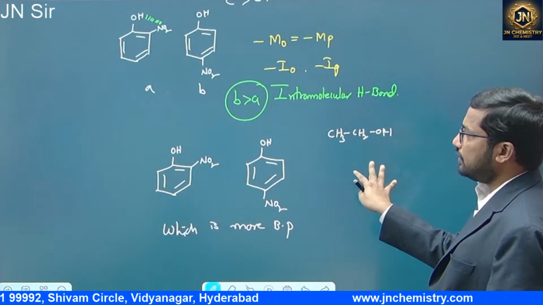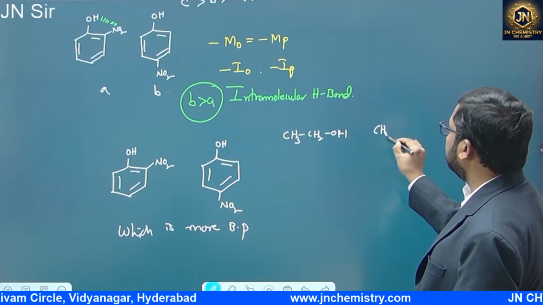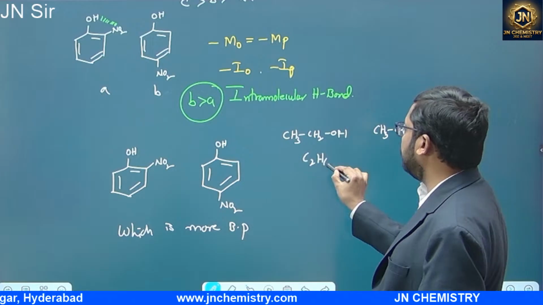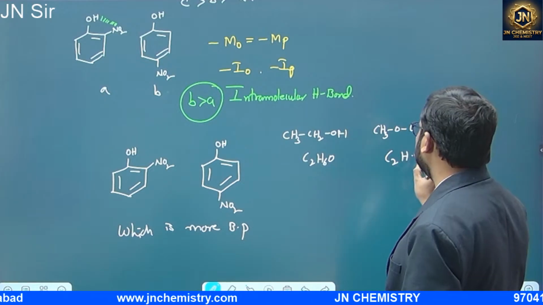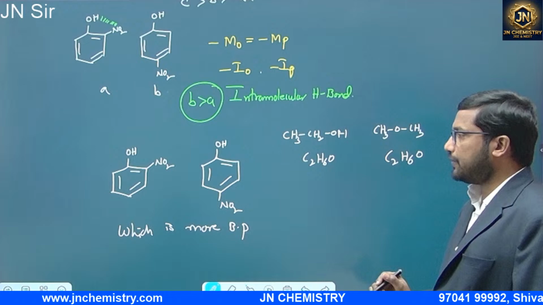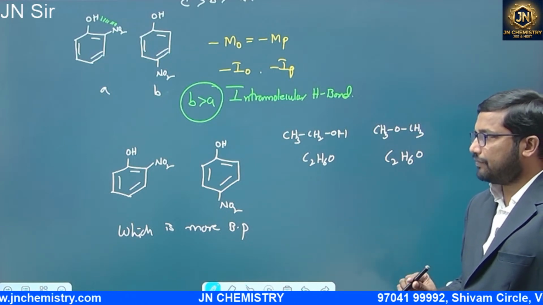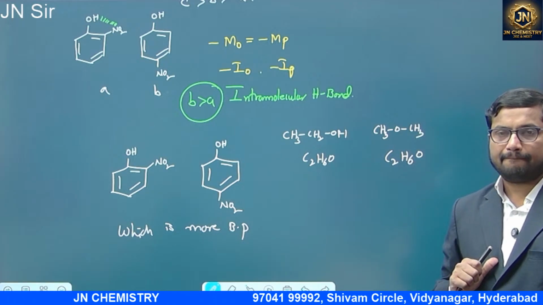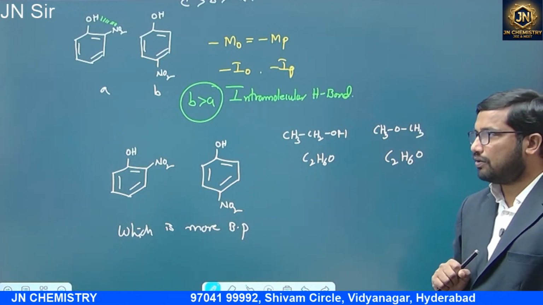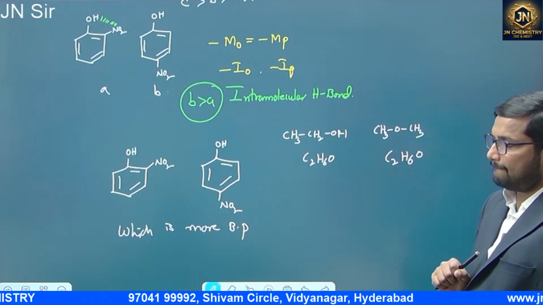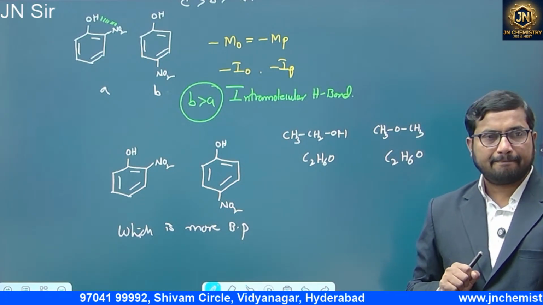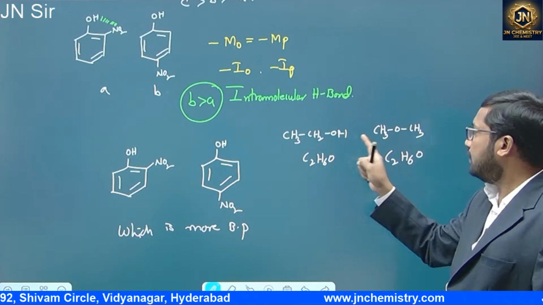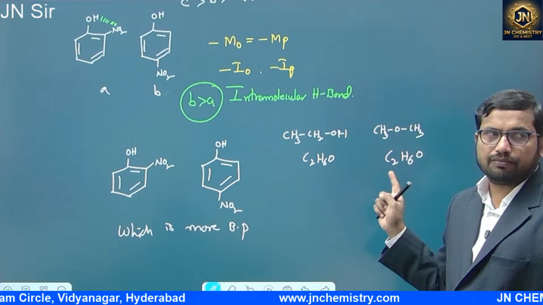Alcohol and ether have the same molecular formula, CH3CH2OH and CH3OCH3. This is C2H6O, here also C2H6O. Which has the higher boiling point? Alcohol. Why alcohol? Because hydrogen bonding is possible in the case of alcohol, but in the case of ethers, hydrogen bonding is not possible.